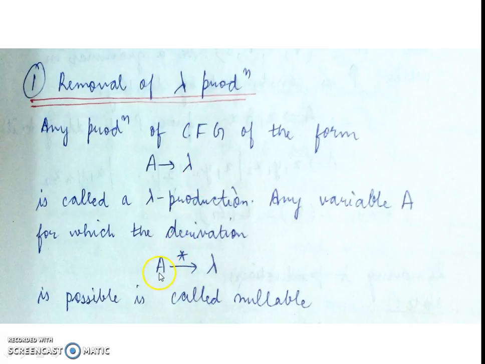In another scenario, if I have a case where I have a variable A on the left hand side and on the right hand side I have a lambda that can be encountered in 0 or more steps. That is, from A if I have a B, then B tends to lambda. Therefore I have written a star here: in any 0 steps or any more number of steps, if I can reach a lambda, then this variable is said to be a lambda production.